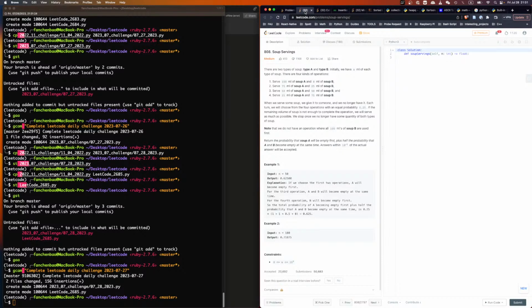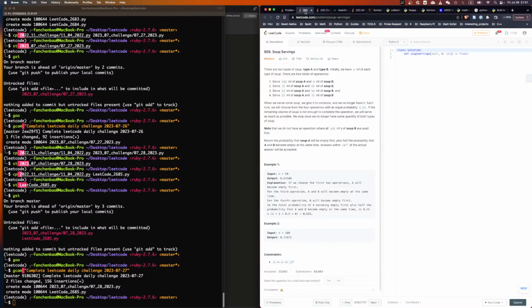Each turn, we will choose from the four operations with equal probability. If the remaining volume of soup is not enough to complete the operation, we will serve as much as possible. We stop once we no longer have some quantity of both types of soup. That means we do not have an operation where 100 of soup B are used.